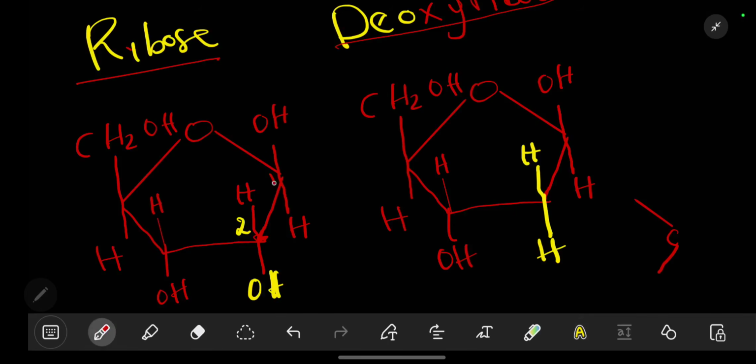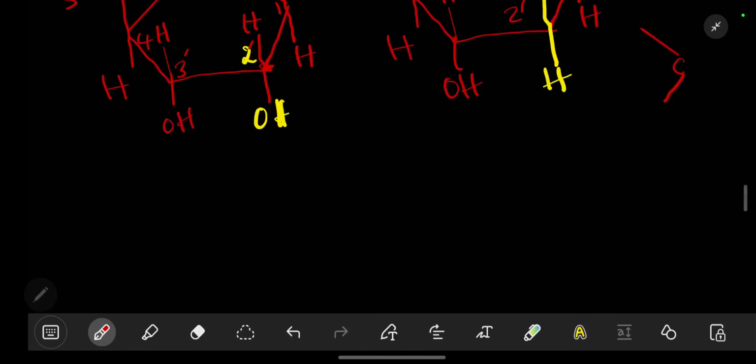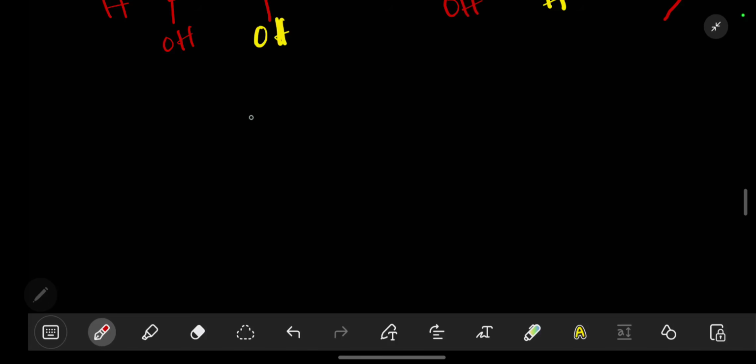So if this is 1 prime, 2 prime, we have 3 prime, we have 4 prime, then number 5 is here. So this is our 5 prime, like that. We can put 5 prime. So these are primes. Then for deoxyribose, at the 2 prime there is hydrogen, like that. So let's move on to our next structure, which we are going to call our hexose. From the word hexagon, hexoses are 6 carbon sugars.